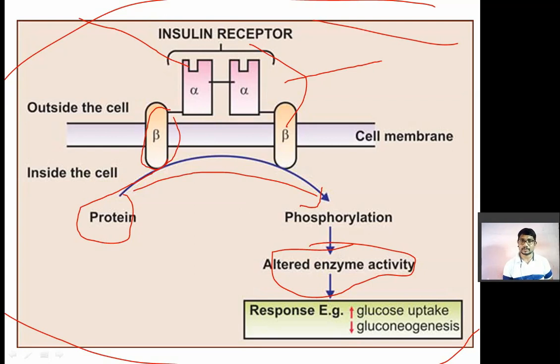So insulin will bind to its receptor, particularly the alpha subunit, and the binding will activate the beta subunit. It will cause protein phosphorylation, which will change the activity of enzymes responsible for the metabolism of carbohydrate and increase their activity. This causes increased glucose uptake in the cell and decreased gluconeogenesis. That means glucose will be utilized for energy and there will be a decrease in the glucose level in the body. That's how insulin will act.